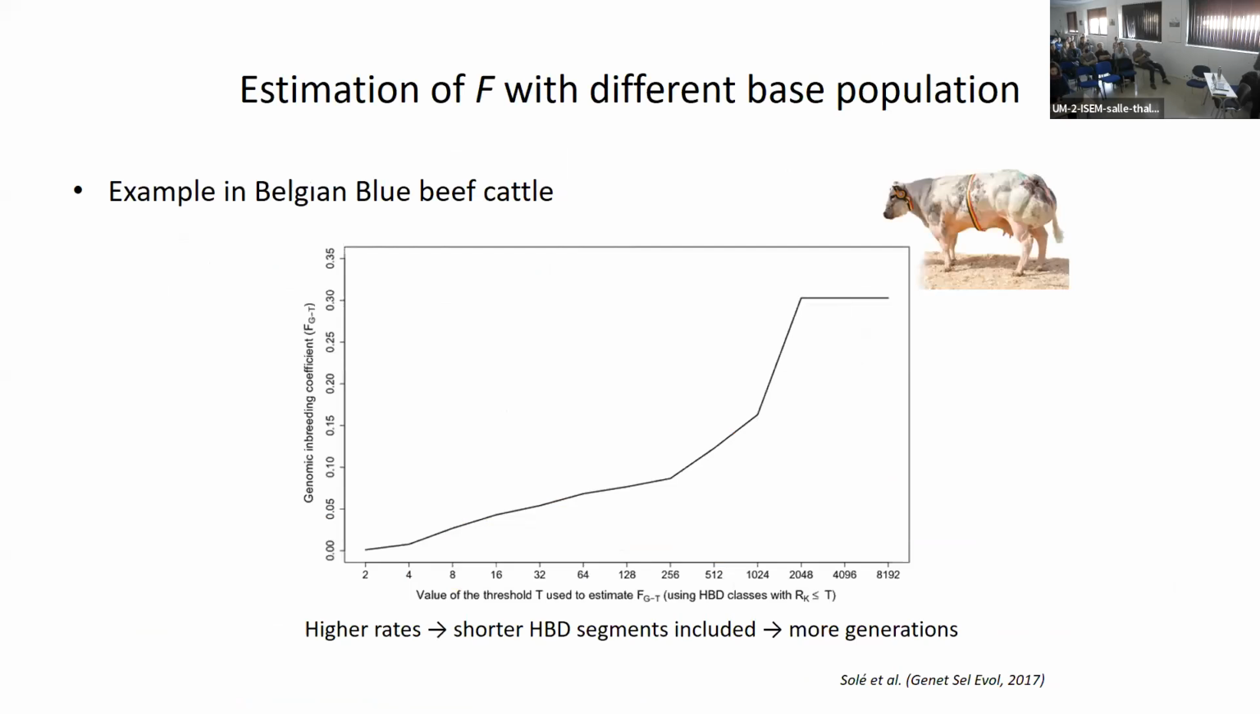And so if you do that in Belgian blue cattle, for instance, you have no inbreeding if you include only the 2 first classes, which is normal. And then if you include 10 generations, you would have on average 5% inbreeding and around 10% 100 generations ago.